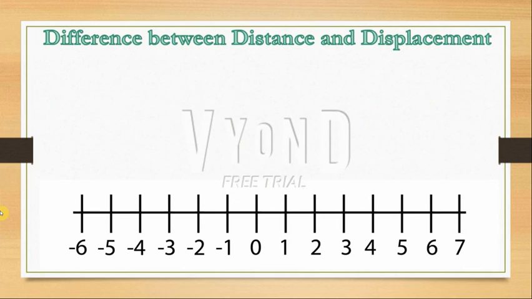Now let's take another example. Again, we have the number line, and we have this object, and the object is moving from point 3 to point -1, and we need to calculate the distance and displacement. First, for distance. We know that distance is the total length of the path covered by the object, and the object is covering this path. So this is 1 unit, 2, 3, 4. The distance equals 4 units. Again, it could be 4 meters or 4 kilometers.